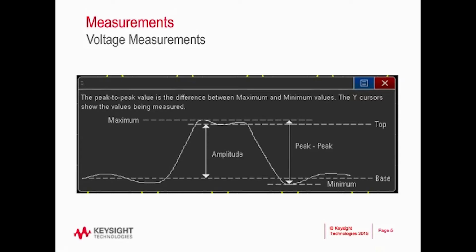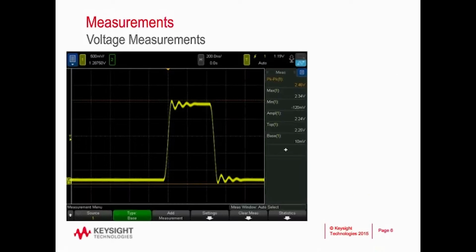The top of the waveform is the mode, or most common value, of the upper part of the waveform, and the base is the mode of the lower part of the waveform. If these aren't well defined, maximum and minimum are used respectively. Amplitude is the difference between the top and the base values.